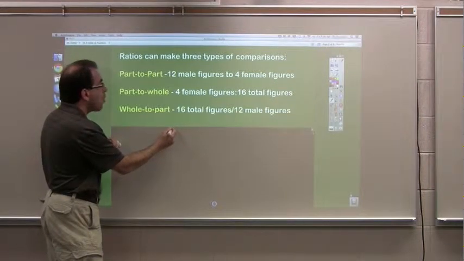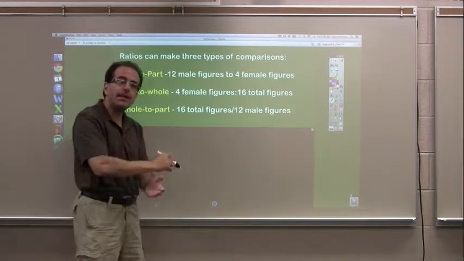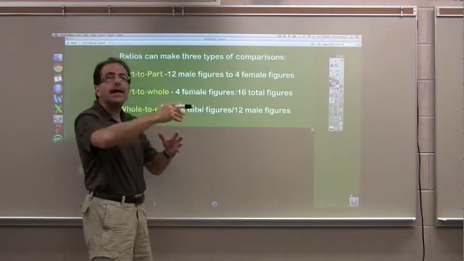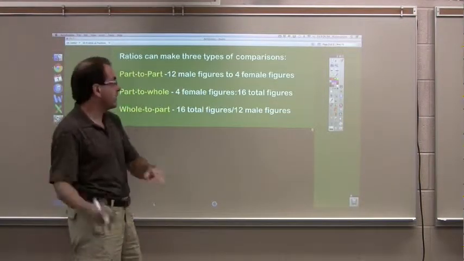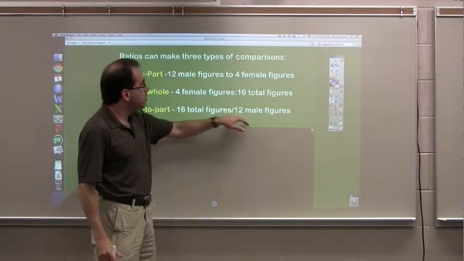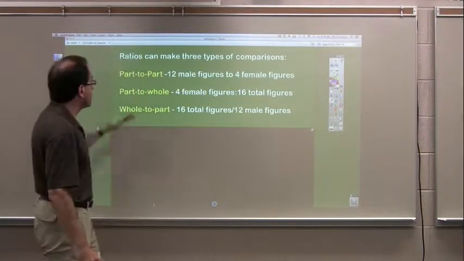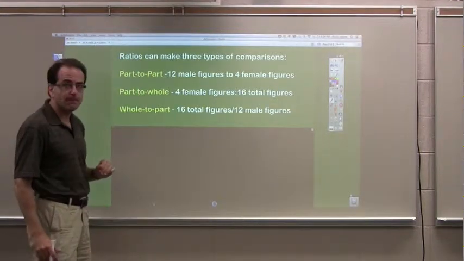I can also do whole to part. I can flip it and give you the whole first and then the smaller part second. So I can do 16 total figures to 12 male figures. Those are the 3 kinds that you can do.